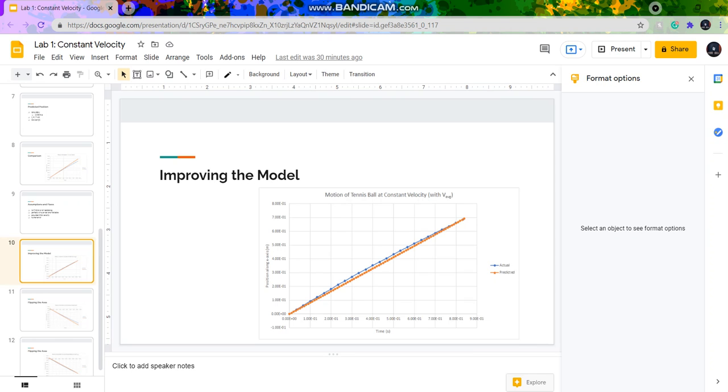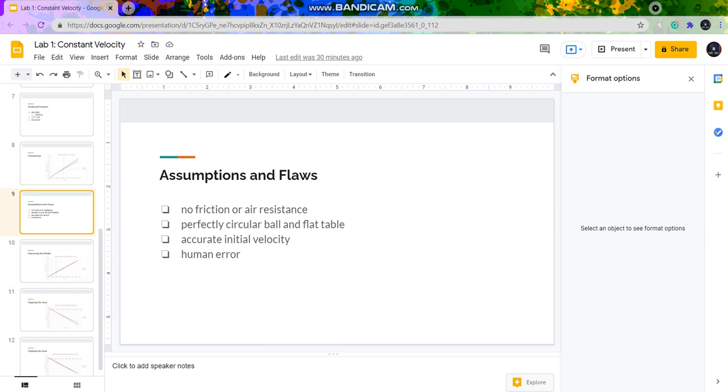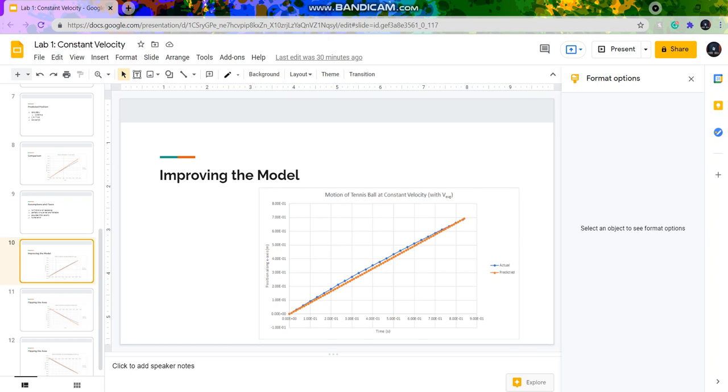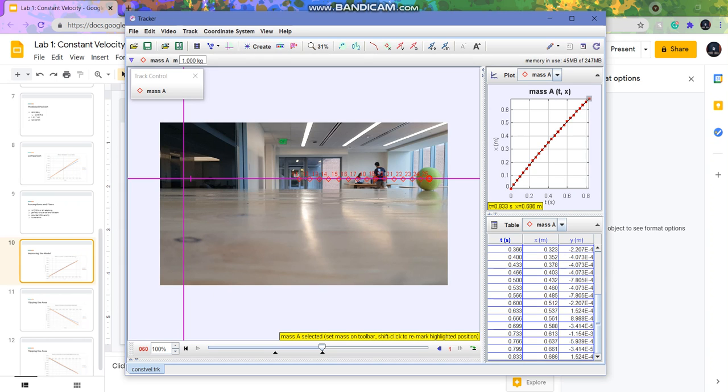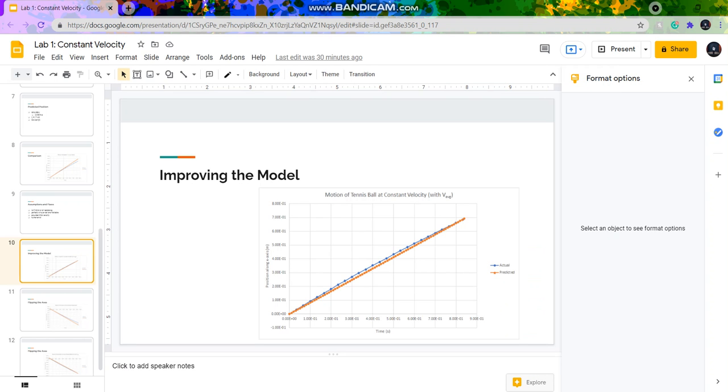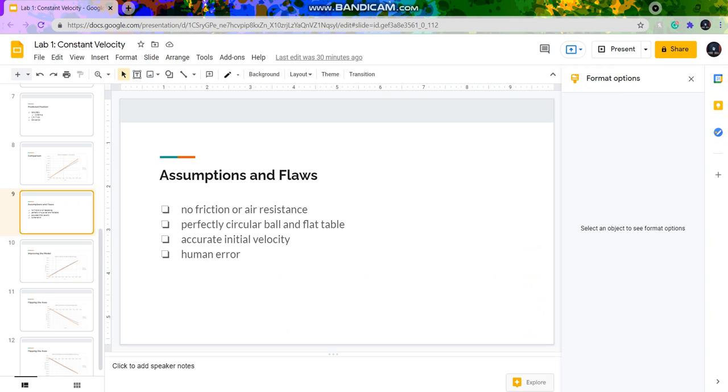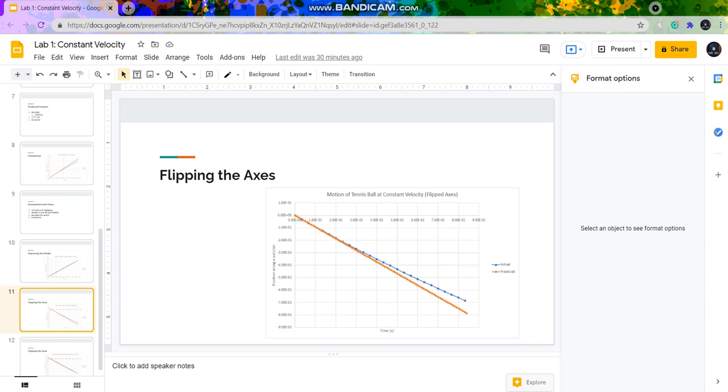How can we improve this model? Well, we can solve the problem of an accurate initial velocity by instead using the average velocity. We can do this by using the first and last data points on Tracker, and we can see here that this prediction is much more accurate. However, there is still a discrepancy in the middle here due to the other assumptions we made earlier.